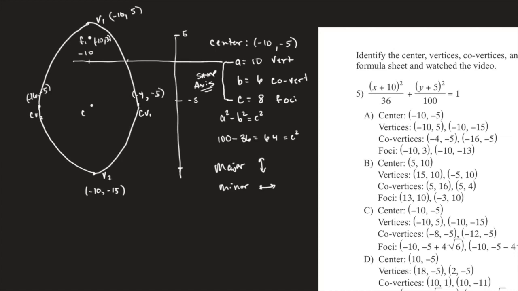I'm going to go down 8 this time. So if I go down 8, I'll end up in about the same position, just on the other side. So -5 minus 8 is going to put me down at -13. So this will be focus 2. This is going to be -10 and -13. And that's how you'd graph it all.